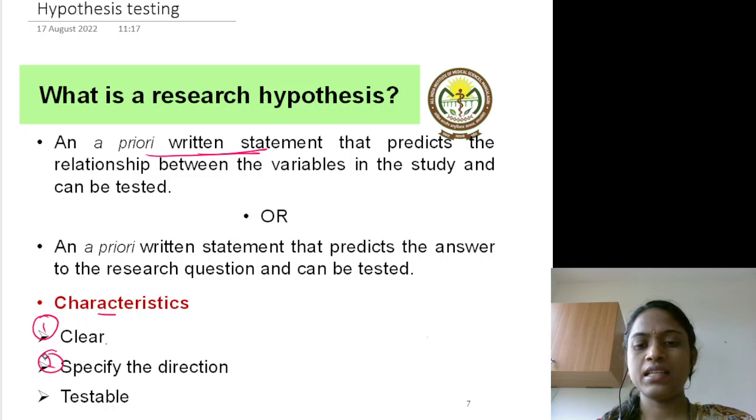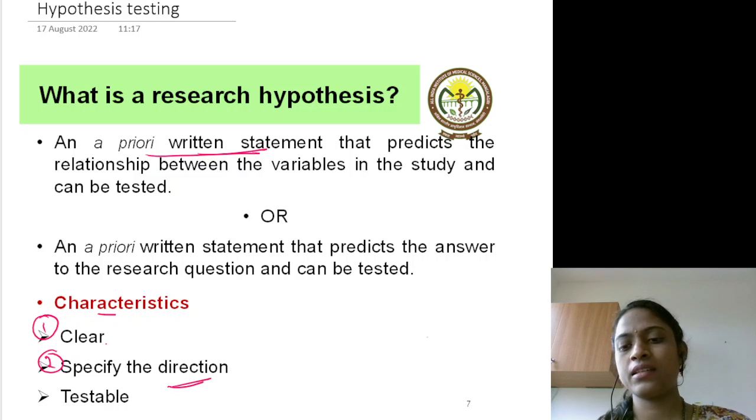The second is to specify the direction. What do we mean by direction? If we say two variables are associated, for example, smoking is associated with lung cancer, smoking can either increase the lung cancer or decrease the lung cancer. Increase or decrease is the direction which we are trying to mention in the hypothesis.